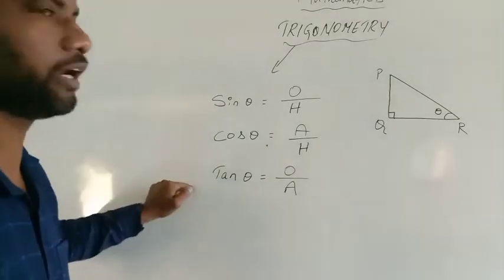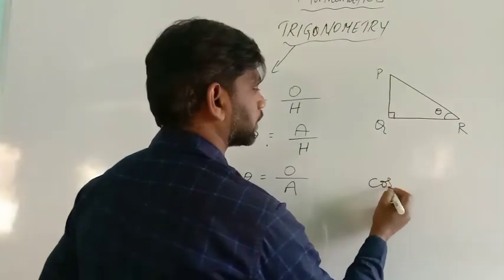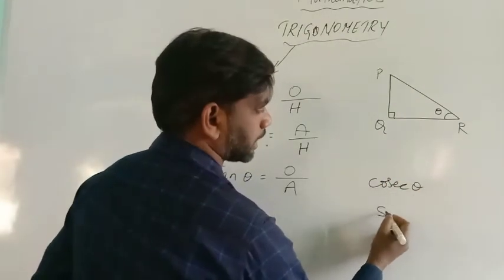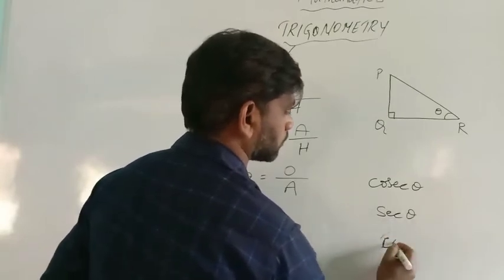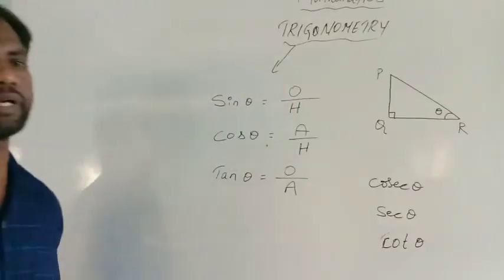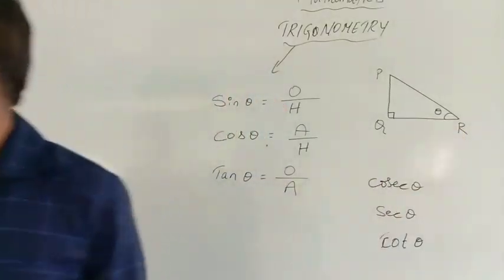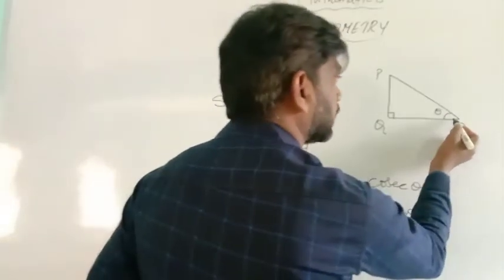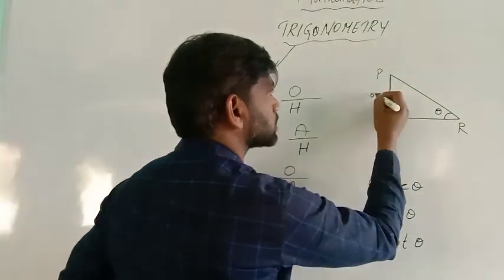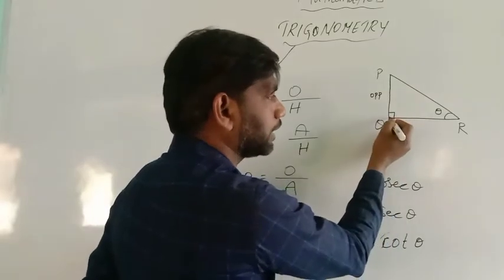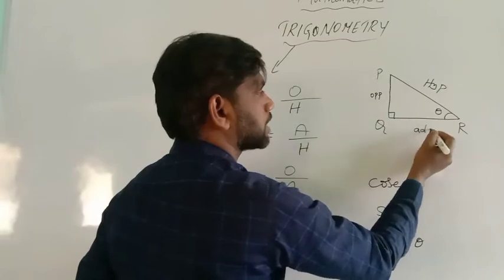If we understand these 3 ratios, the reciprocals of these 3 ratios will come as cosecant theta, secant theta and cot theta. Now, the acute angle is at R. The line segment opposite the acute angle is the opposite, the side opposite 90 degrees is the hypotenuse, and the remaining one is the adjacent.